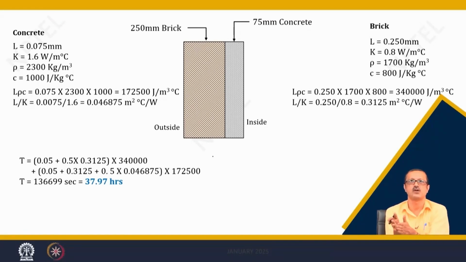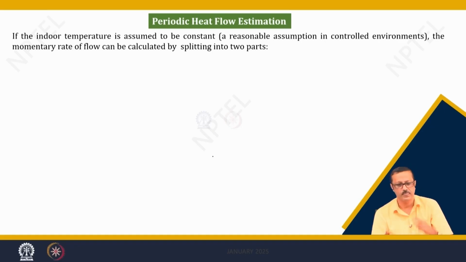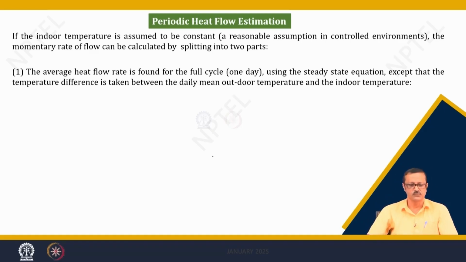So, if I put the concrete inside and the brick outside, something like that. So, this is the scenario. Now, let us see in the final the periodic heat flow estimation. In that estimation there are 2 components. One component is the average heat flow through a full cycle.